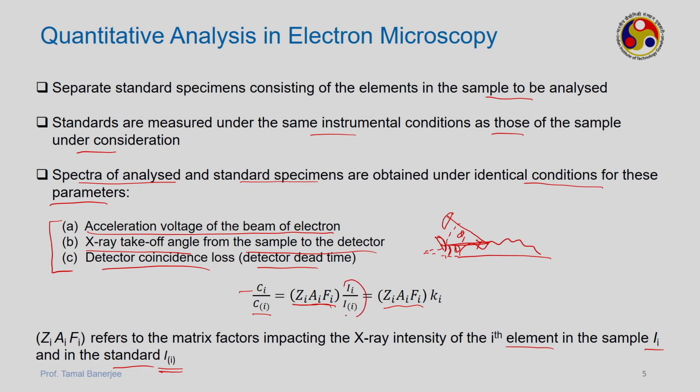So this is nothing but the ratio of the intensities of the actual sample to the standard sample, which I can write in terms of Ki. So let us see how this Z, A and F are related to the elements.